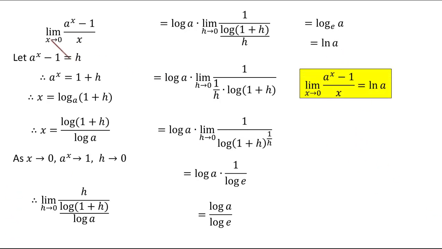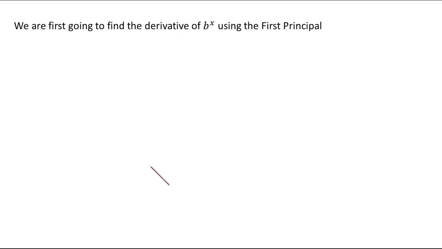So we just deduced that limit as x goes towards 0, a raised to x minus 1, the whole upon x, is equal to natural log of a. Now remember this, we're going to use this in a moment. We are first going to find the derivative of b raised to x. Remember, calculus is all about limits and derivatives and integrations and other things. So we're going to find the derivative of b raised to x using the first principle. And we are going to see that the number e, which we take as the base of the natural logarithm, pops up. So the function is b raised to x.